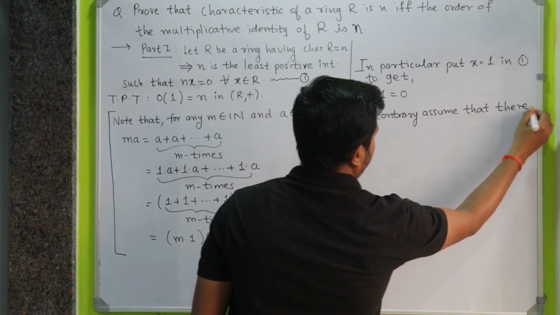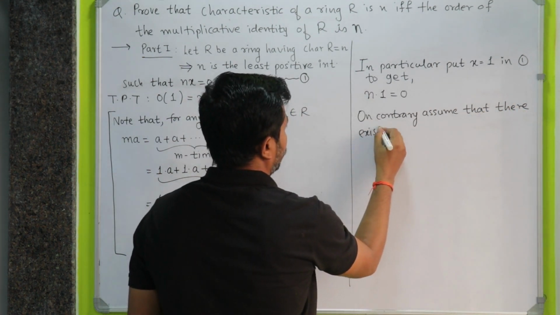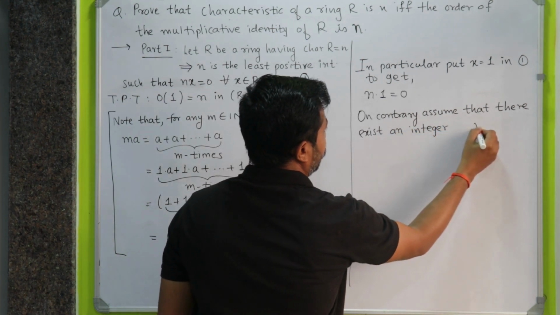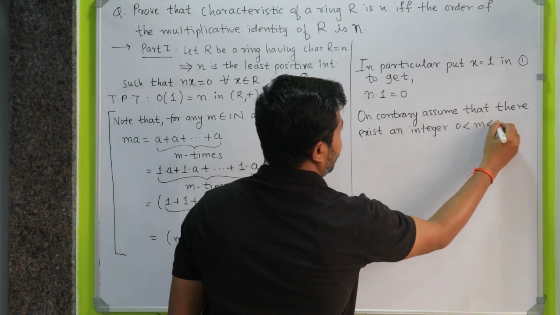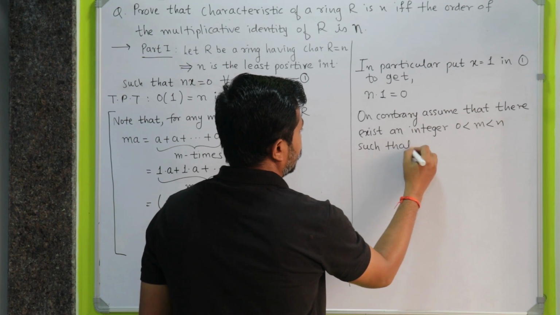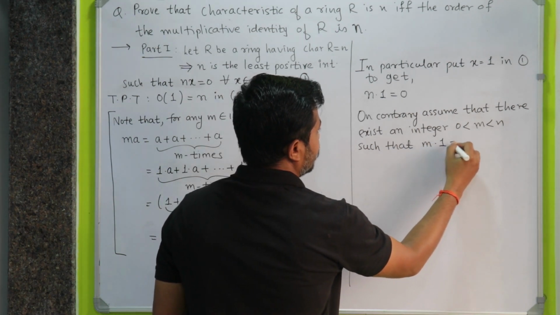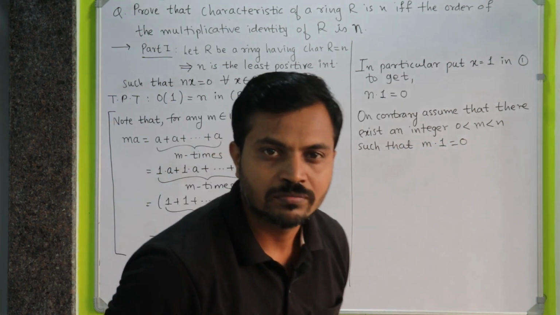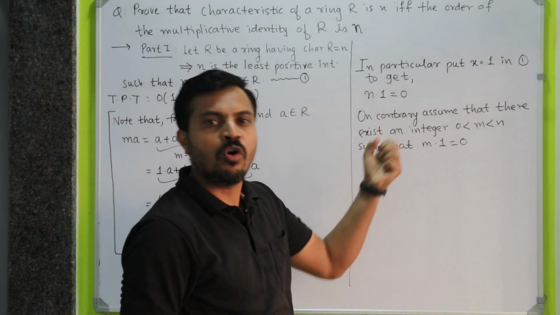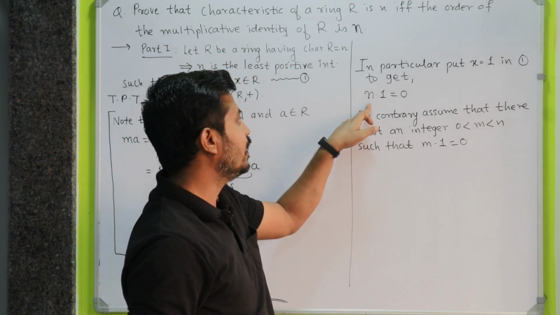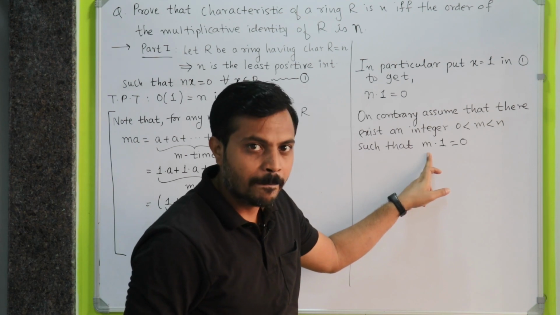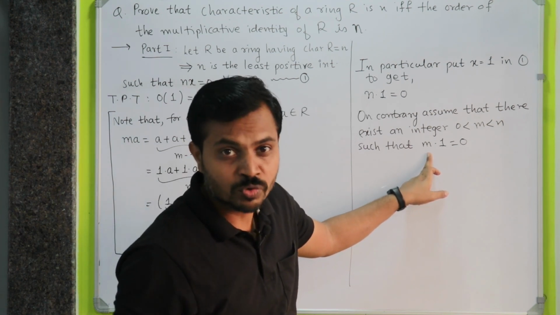there exists an integer m greater than 0 and less than n such that m into 1 is equal to 0, right? So we have assumed that there is some smaller positive integer than n satisfying this condition, and we are calling that integer m. Now this should lead to some contradiction.